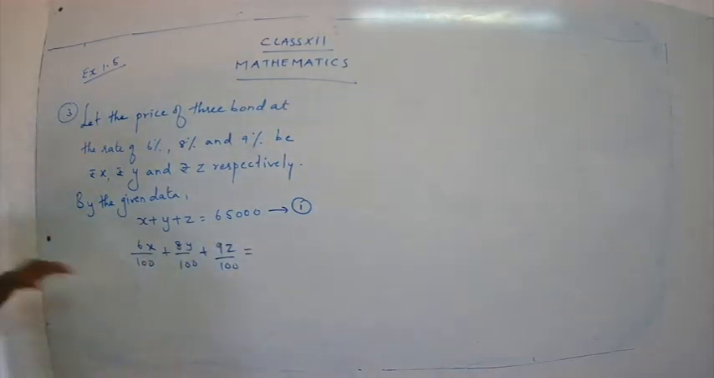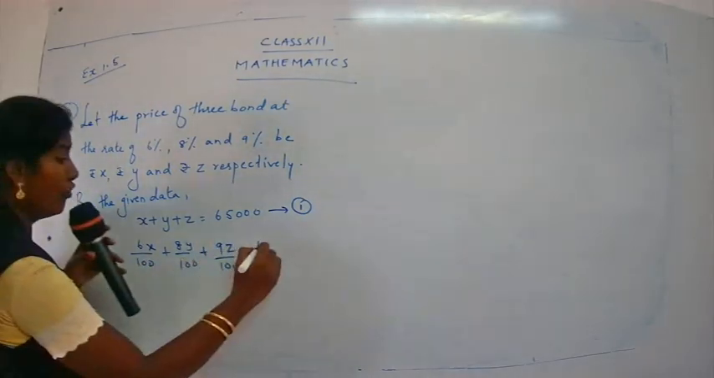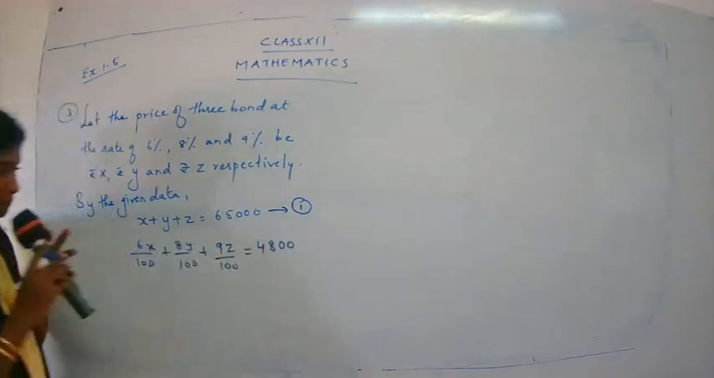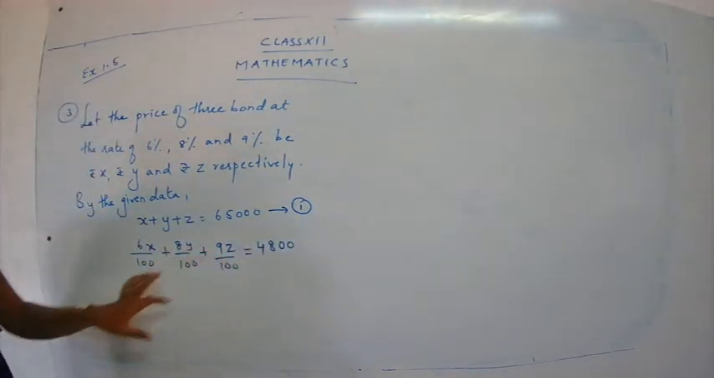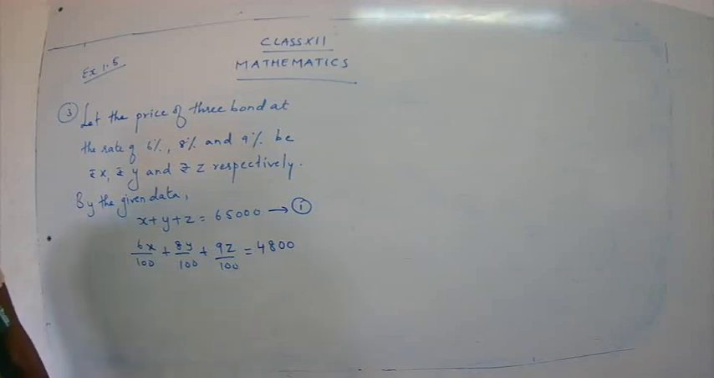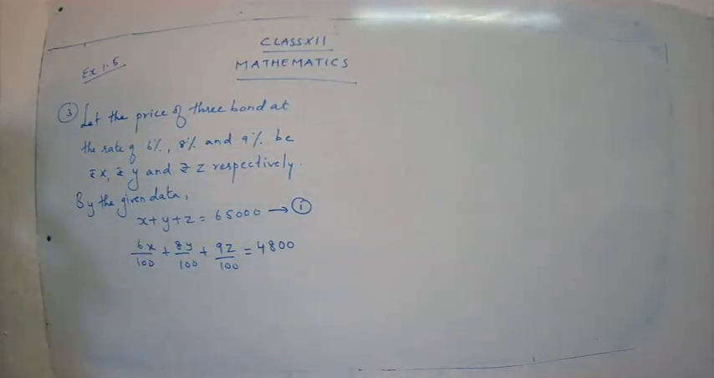And you are going to get a sum of rupees 4,800. Do not write here number 2. We'll just try to simplify it and we'll write down the equation number as 2. So we got 6x upon 100 plus 8y upon 100 plus 9z upon 100 is equal to 4,800. Clear children? Okay.